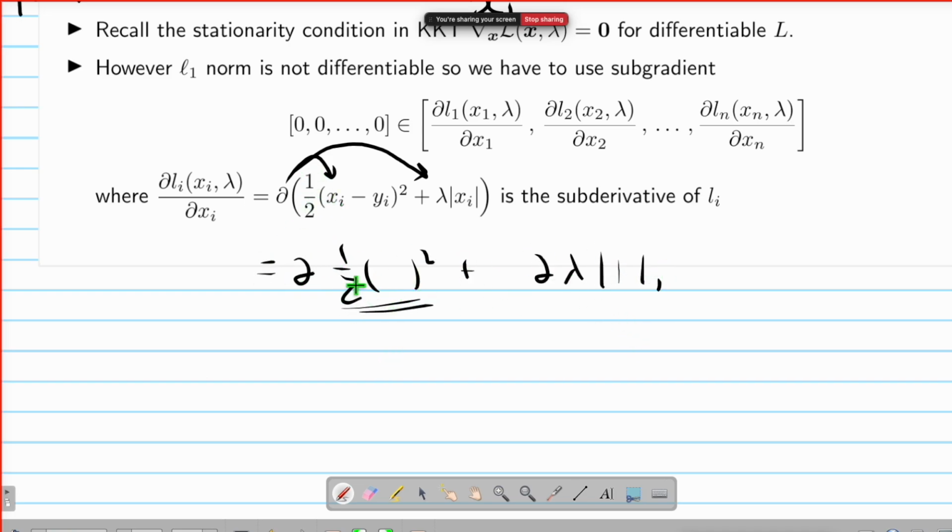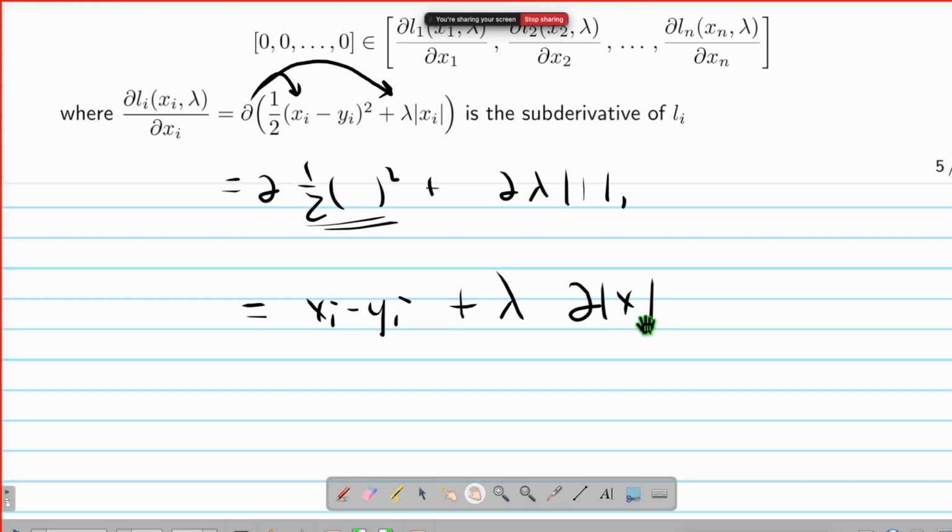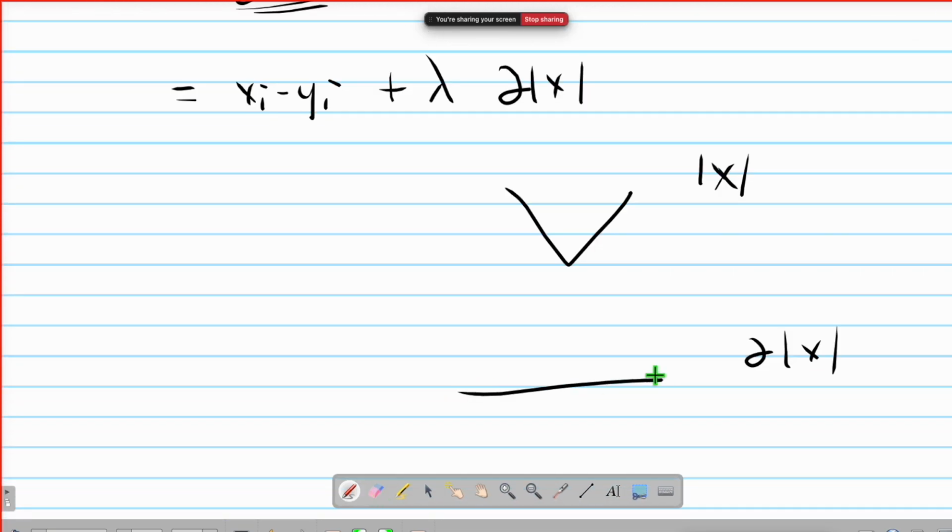Then, this is differentiable, so you get the classical derivative. That means 2 comes out, and this part will be xi minus yi. This part will be lambda times the absolute value, for which you take the subgradient or sub-derivative. Let me recap. Everything after 0 is 1, because the slope of this line is positive 1. Everything before 0 is negative 1, because the slope of this line is negative 1. Everything exactly at 0 is an offset between negative 1 and 1. So the sub-derivative will be what?